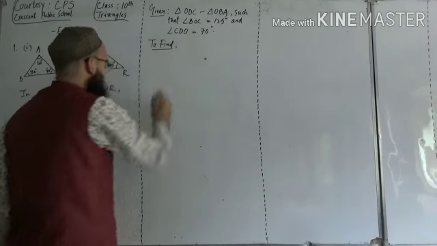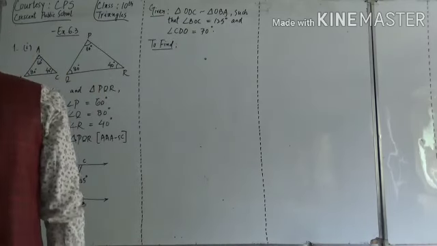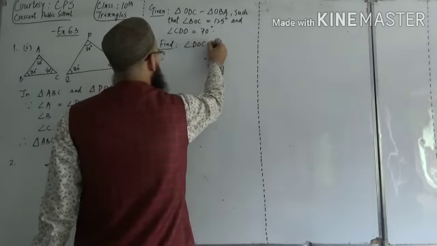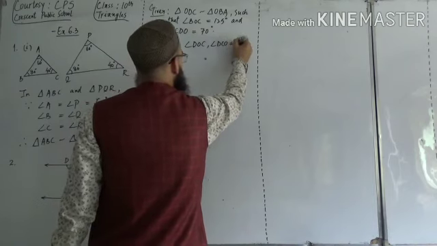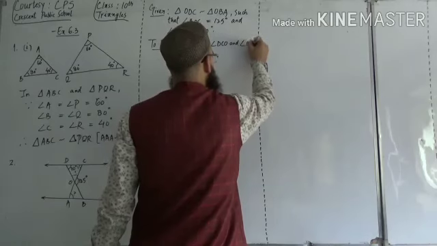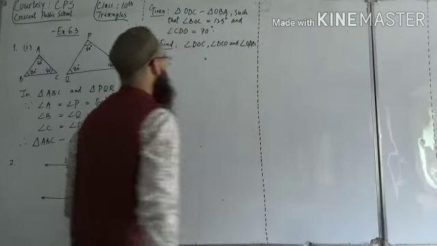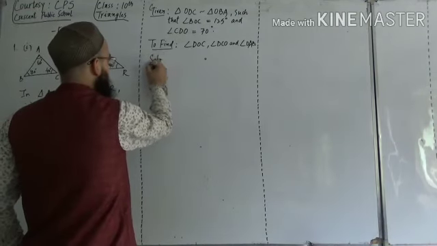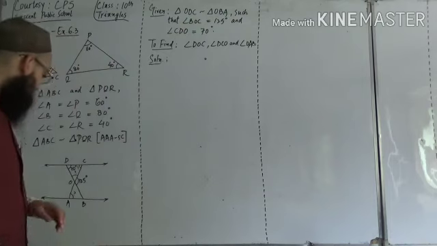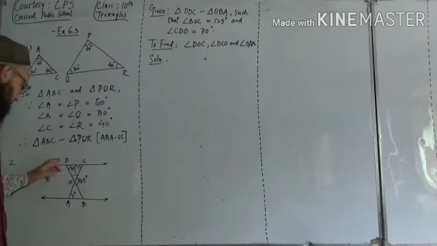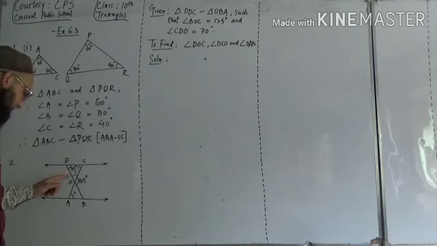To find, what are you going to find? Three angles: angle DOC, angle DCO, and angle OAB. So these are the three required angles. See, first of all, what we can do is find DOC, this angle.